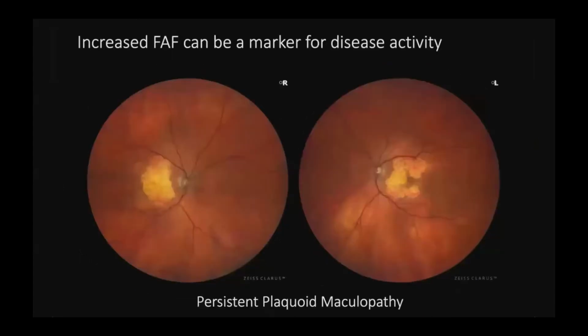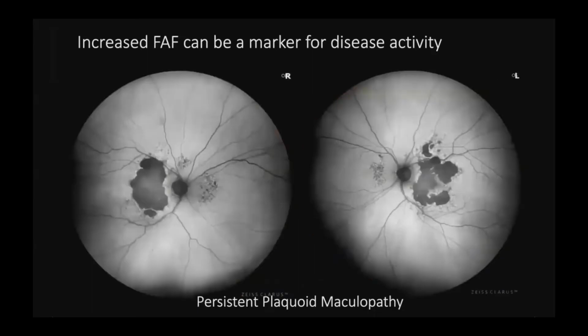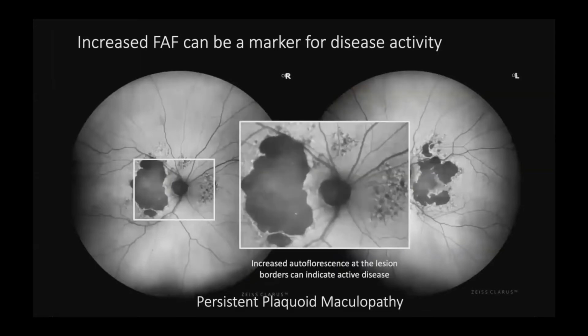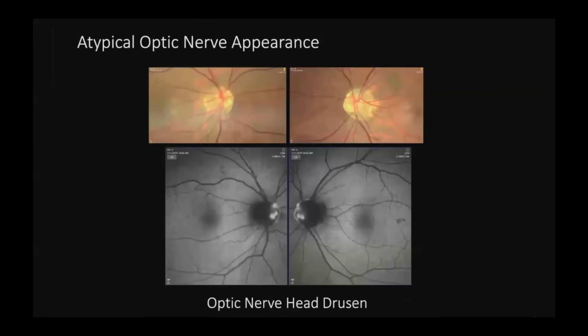In some diseases, increased autofluorescence can be a marker for disease activity. This is an example of persistent placoid maculopathy, which is on the spectrum of serpiginous and AMPPE. And autofluorescence can be used to properly mark the borders of the lesion, but also increased autofluorescence at the lesion borders can indicate increased activity of the disease and can help to guide immunosuppression.